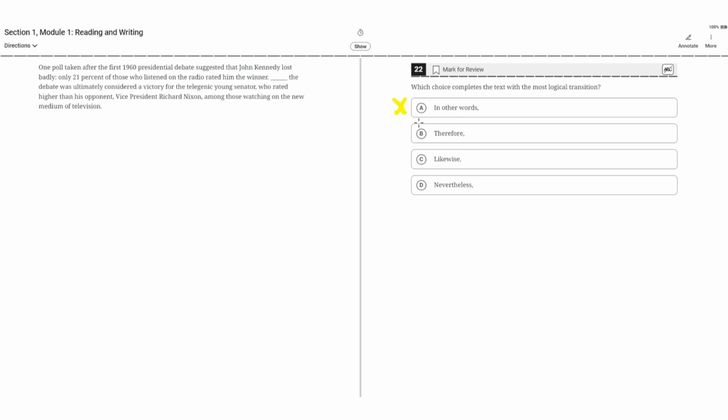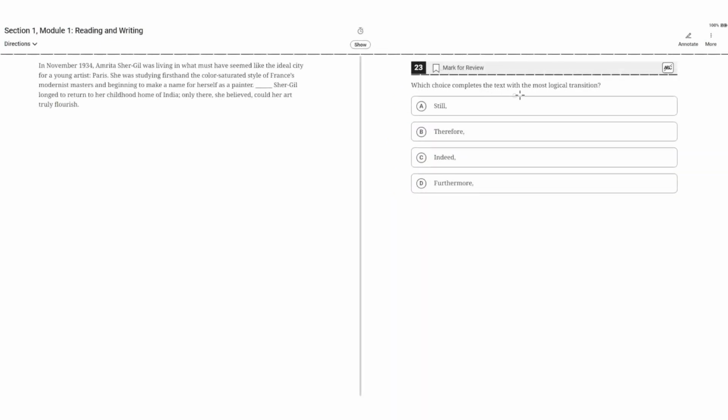Therefore. This is incorrect for the same reason as A, because therefore would mean that the claim in this second sentence is based off the data in the first one, but that's not true because the two sentences contrast each other. C. Likewise. This is incorrect because this would compare the two sentences, but these two sentences contrast each other, not compare. D. Nevertheless. This is correct because it's suggesting that despite losing the poll on the radio, he ultimately won the debate, which follows with what the passage is saying. So D is the correct choice.